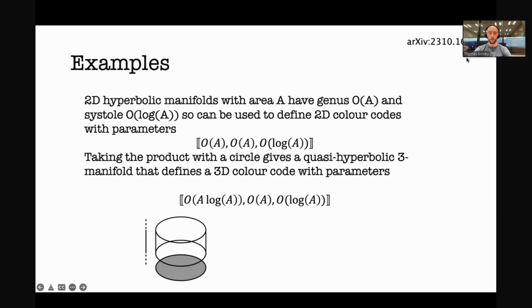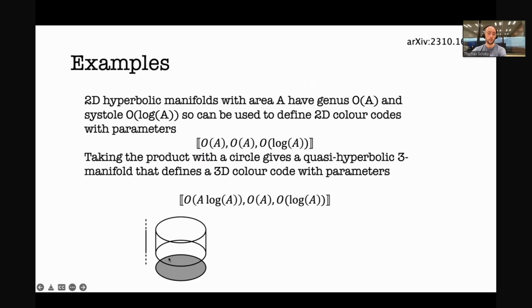The way this quasi-hyperbolic construction works is you take some 2D hyperbolic manifold with an area A. It's a closed manifold, which means it has a genus of order A, and it has a systole of order log A. If you define a 2D color code on this manifold, you won't get a transversal non-Clifford gate, because it's only 2D. So to get one, they take the product of this thing with a circle, which gives you a quasi-hyperbolic 3D manifold, which I depict like this.